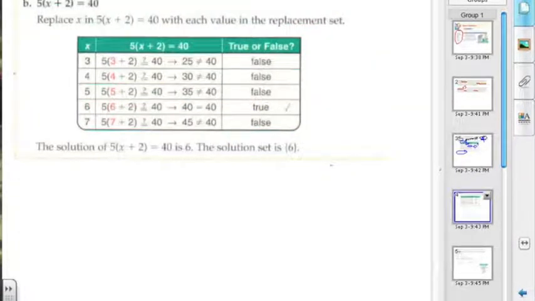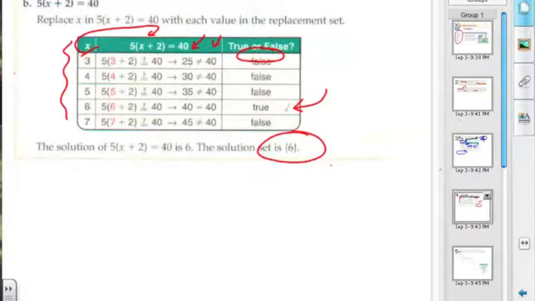In this situation, we have another equation. 5 multiplied by the quantity of x plus 2 equals 40. So we substitute in. We have the replacement set of 3, 4, 5, 6, and 7. Which ones will actually work? Well, they throw 3 in first. They substitute 3. 3 plus 2 is 5. 5 times 5 is 25. 25 is not equal to 40, so we get false. So 3 does not work. So we keep doing this down through, and all of a sudden, we find the one that is true, which happens to be 6. So our solution set is 6.